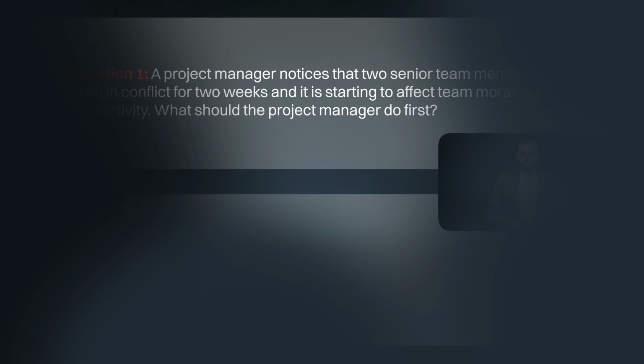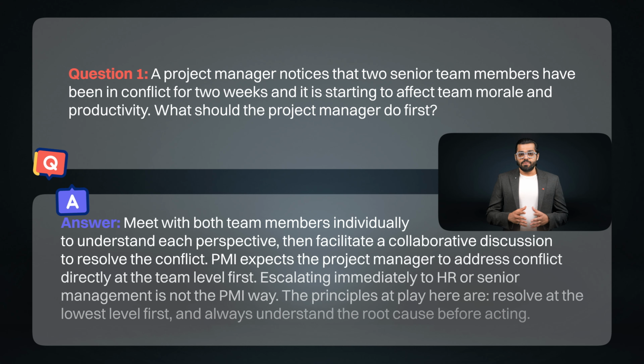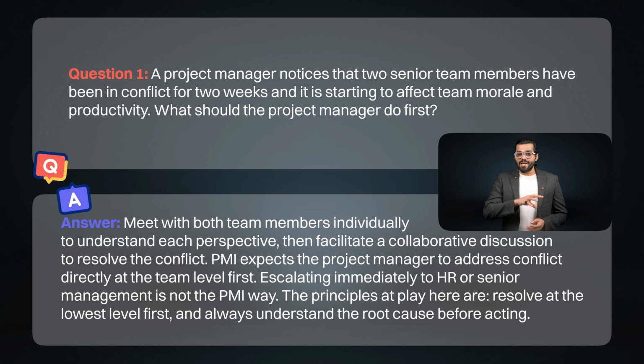Let's go. Question 1. A project manager notices that two senior team members have been in conflict for 2 weeks and it is starting to affect team morale and productivity. What should the project manager do first? Answer. Meet with both team members individually to understand each perspective, then facilitate a collaborative discussion to resolve that conflict.